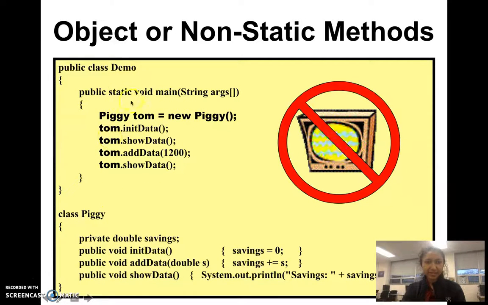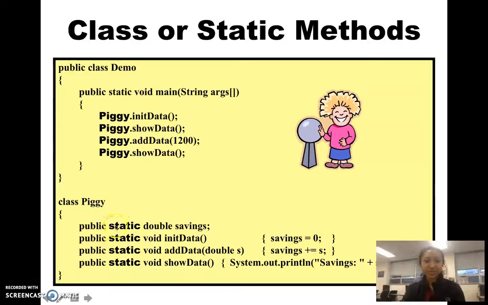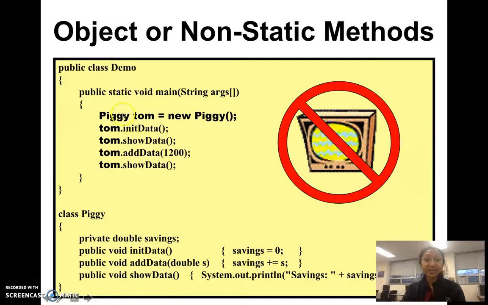So what they're trying to say here is Piggy, Tom, and new Piggy, Tom.initData. Here, they have taken the word static out. So they're just trying to show you the two examples. Here, with the keyword static, I'm directly doing Piggy.initData, Piggy.showData. But if I really wanted to make the Piggy class like an object, where I created a Piggy bank for Tom, then I take that keyword static off.